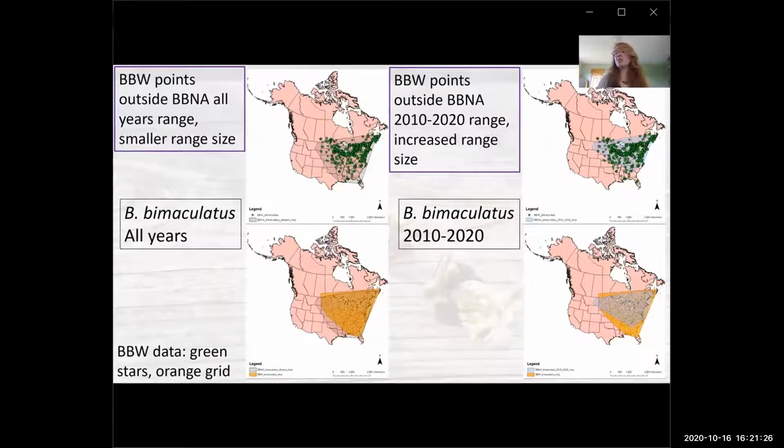The same thing is true with Bombus maculatus. With all years, the overall area of the grid is smaller for Bumblebee Watch, but there are those green points outside of the base range. For the last decade, actually the range is bigger, so the orange grid is bigger than the blue grid, but there are again points outside of the base blue grid.